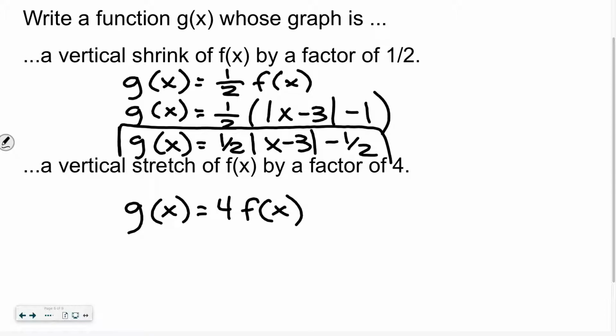I'm going to go ahead and write the function notation only because it's really good for us to get practice with function notation. We're not scared of it. We know what it means. It just means 4 times y, which if you're stretching vertically, you should be doing it to the y, right?